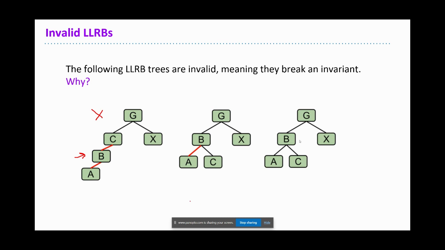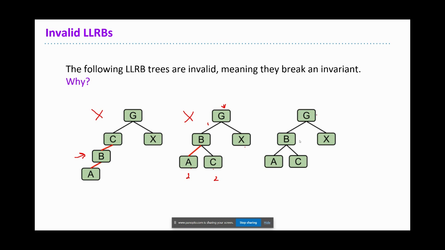This is also a valid BST. I'll leave it to you to go over the alphabetical order. All the red edges are left-leaning, so that's okay. There is no node that has two red edges, so that's also okay. But we notice on this final invariant that if we go from the root down to every single leaf node and count how many black edges there are, from G to B to A, there's only one. From G to B to C, there's two. And there we go. That's the invariant that we broke. So this is also not a valid LLRB tree.